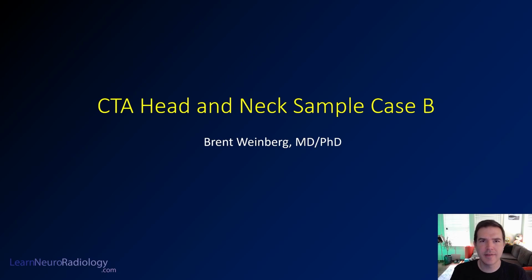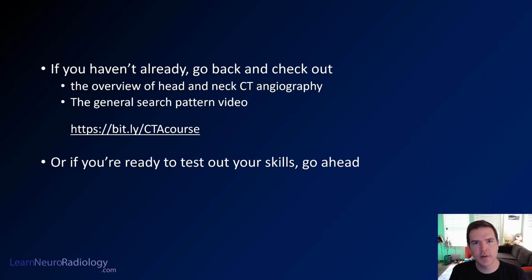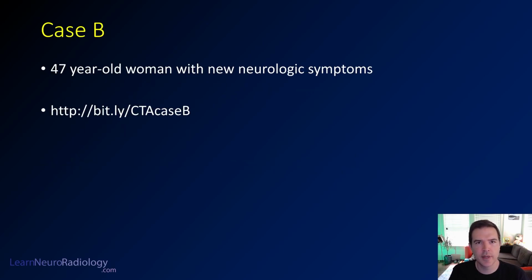This is going to be the second example case from the CTA head and neck course, which goes with the vascular capstone. So if you're ready for the second case, go ahead. Again, if you haven't seen it already, go back and check out the overview of the course, where you can learn some of the general tips for looking at CT angiograms of the head and neck and also look at a general search pattern. If you're ready to move on to the second case, let's go ahead and get started.